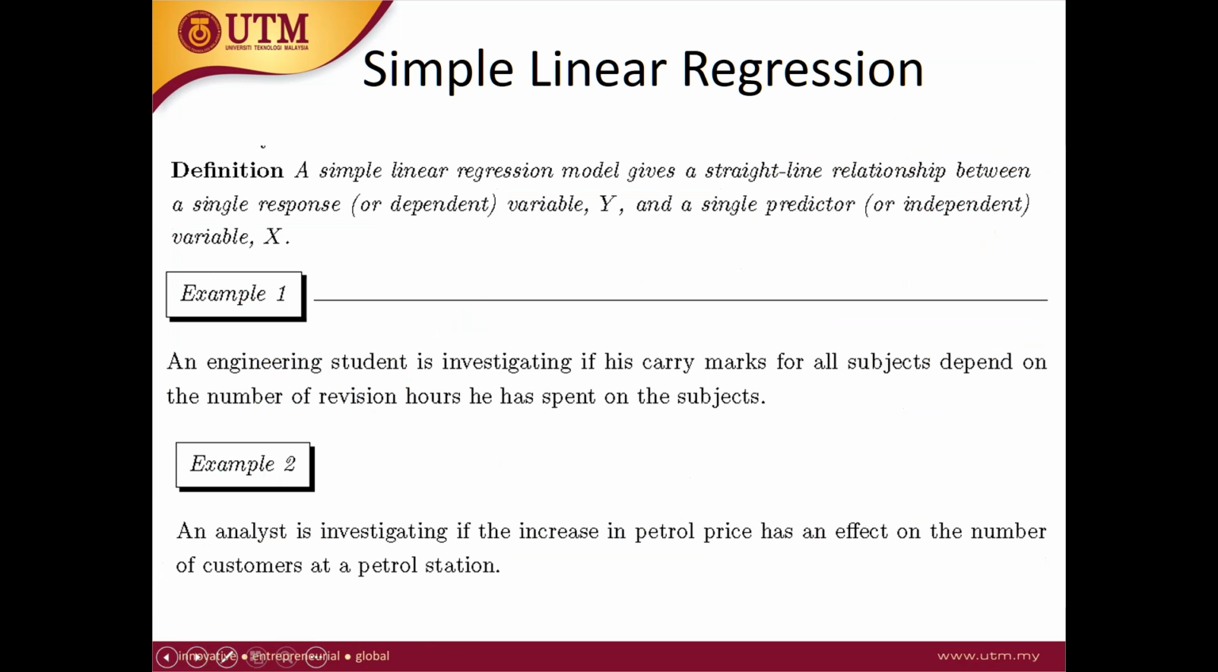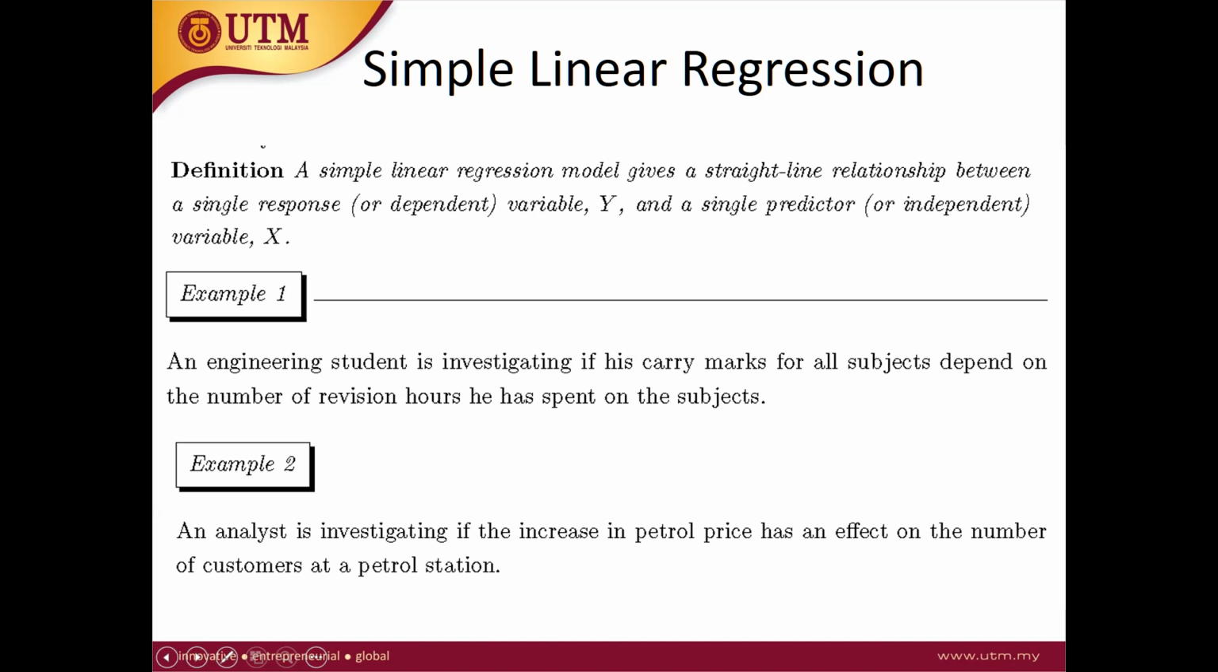Now for simple linear regression, the definition is: a simple linear regression model gives a straight line relationship between a single response y and a single predictor x. So it gives a straight line relationship between the x and y variable. x is the independent variable and y is the dependent variable.